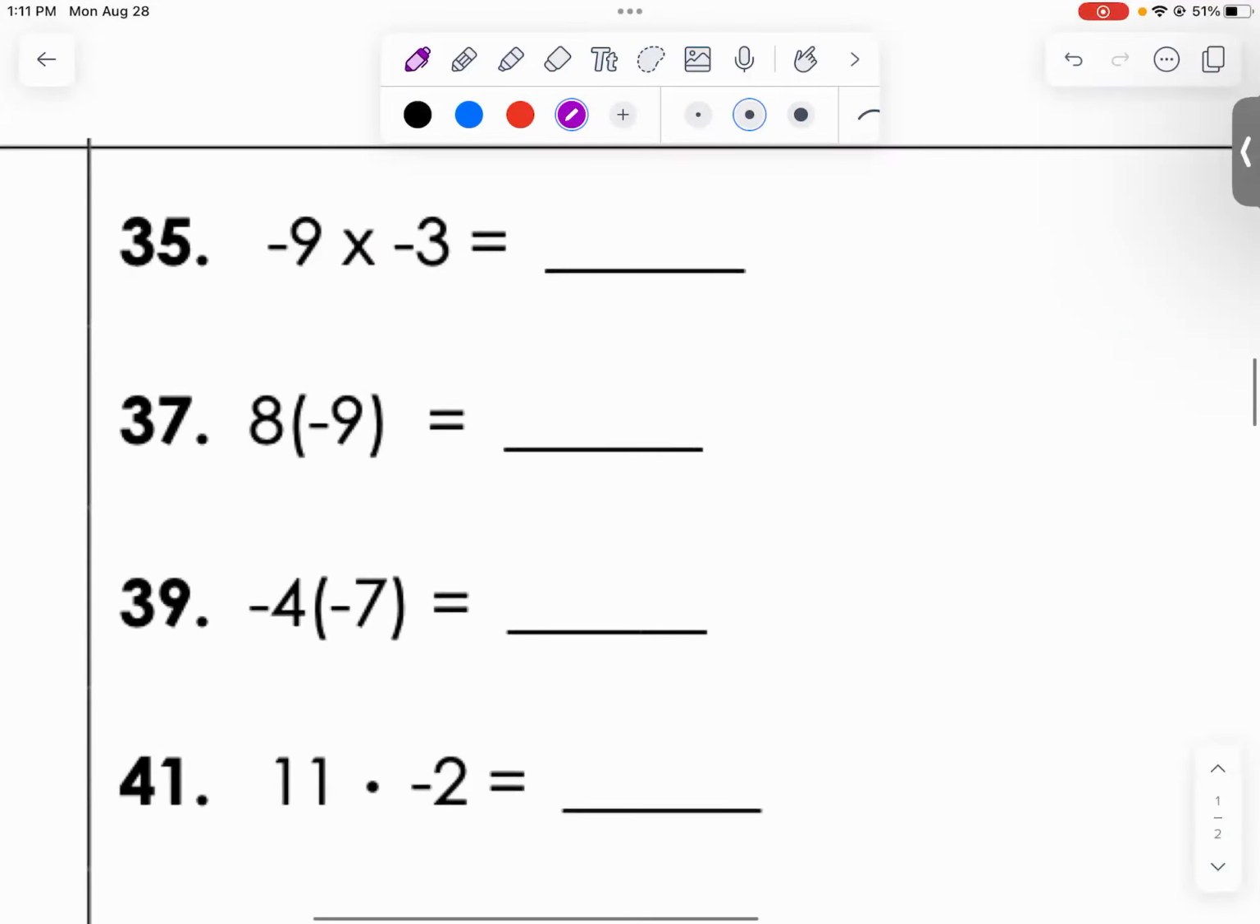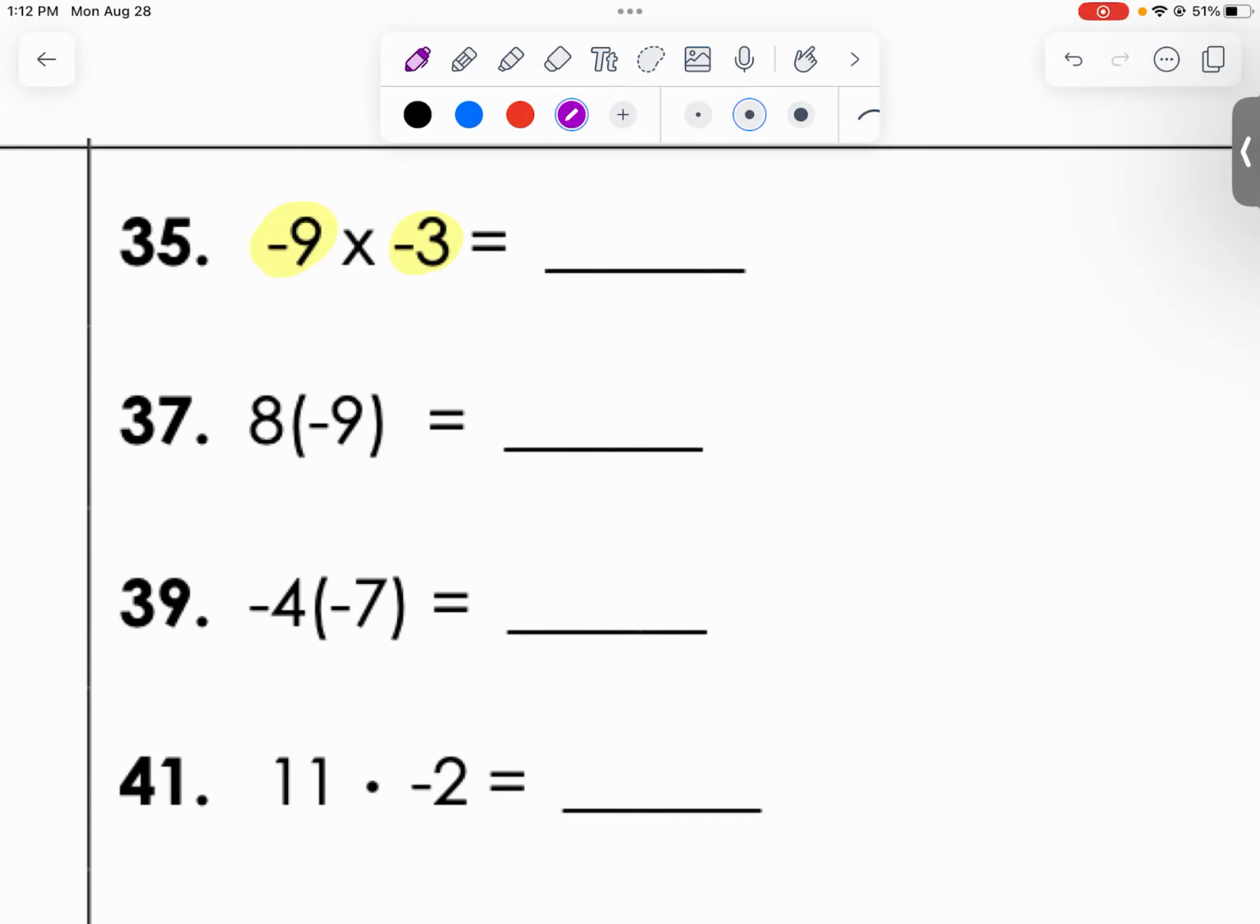In number 35, we have negative 9 times negative 3. The first thing I want to know, Emma, is what kind of answer are we going to have? Well, I was really more just looking for is it going to be positive or negative? And why is it going to be that?